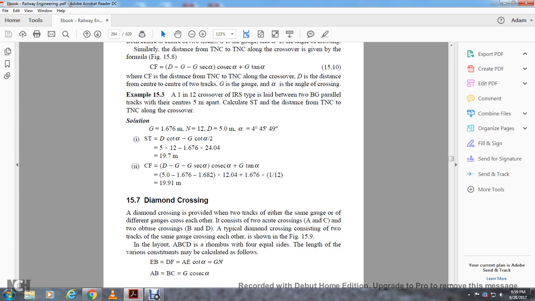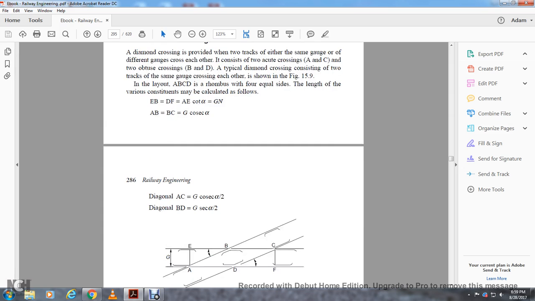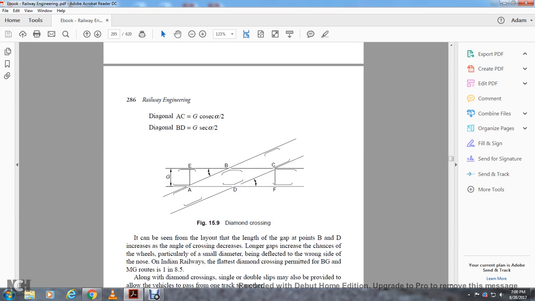A diamond crossing is provided where two tracks cross, either of the same gauge or of different gauges, with two acute crossings A and C and two obtuse crossings B and D. For the typical diamond crossing with tracks of the same gauge, shown in figure 15.9, the layout A, B, C, D is a rhombus with four equal sides. The various lengths that constitute the layout may be calculated as follows: EB equals DF, and AE equals AF equals g cotangent A, AB equals BC equals g cosec A. Diagonal AC equals g cosec A divided by 2, and diagonal BD equals g cosec A divided by 2. This is the diamond crossing.